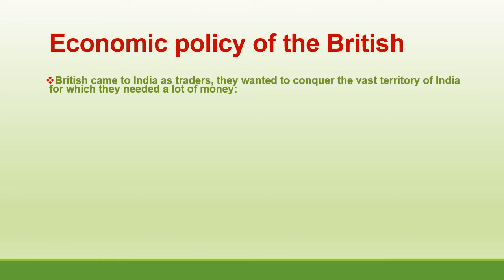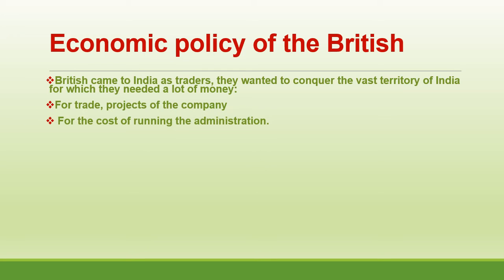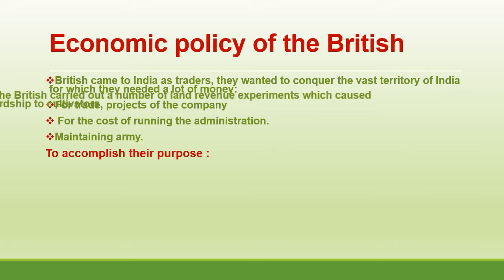British came to India as traders. They wanted to conquer the vast territory of India, for which they needed a lot of money. The money was required for trade projects of the companies, for the cost of running the administration and maintaining the army. So, what type of policies were adopted by them to accomplish their purpose?